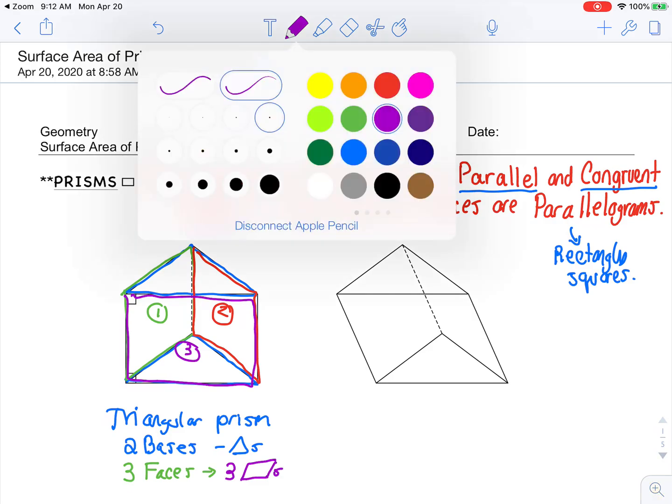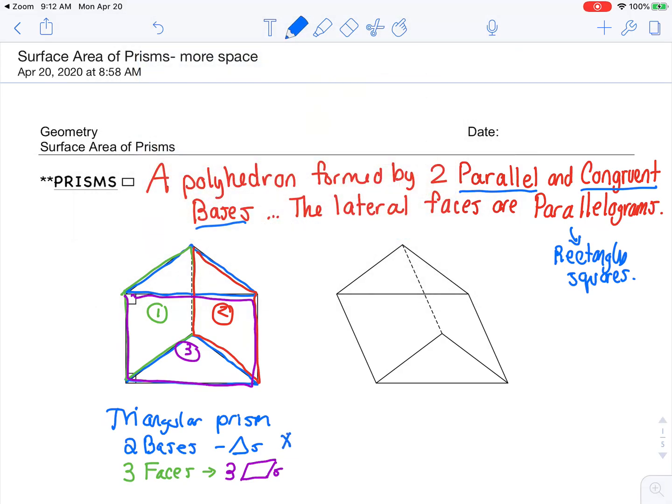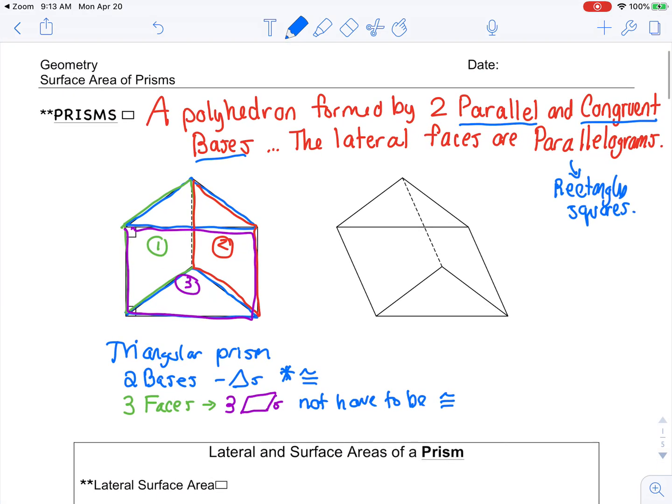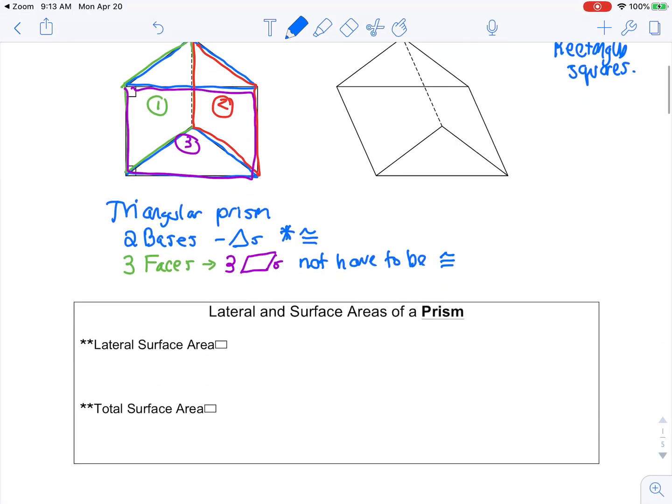Now keep in mind the bases have to be congruent. So I'm going to emphasize that these bases must be congruent, but these rectangles or these faces do not have to be congruent. They can be, but they're not always. When we talk about finding surface area of prisms, there's two things that we generally look for. There's the lateral surface area, and then there's the total surface area.